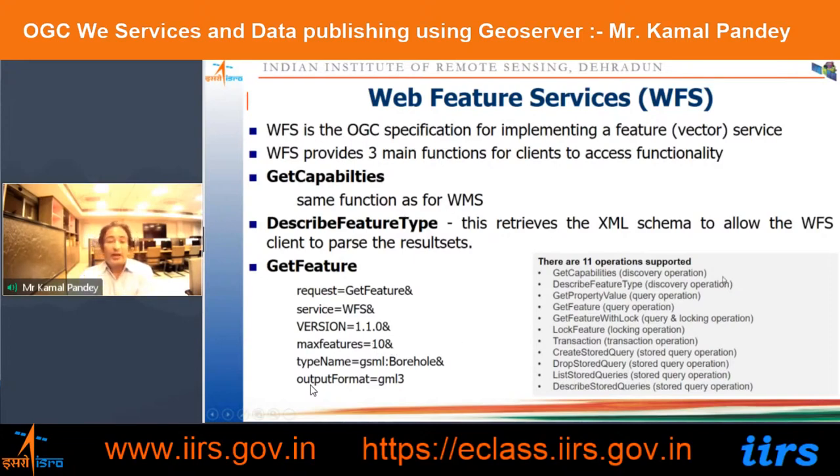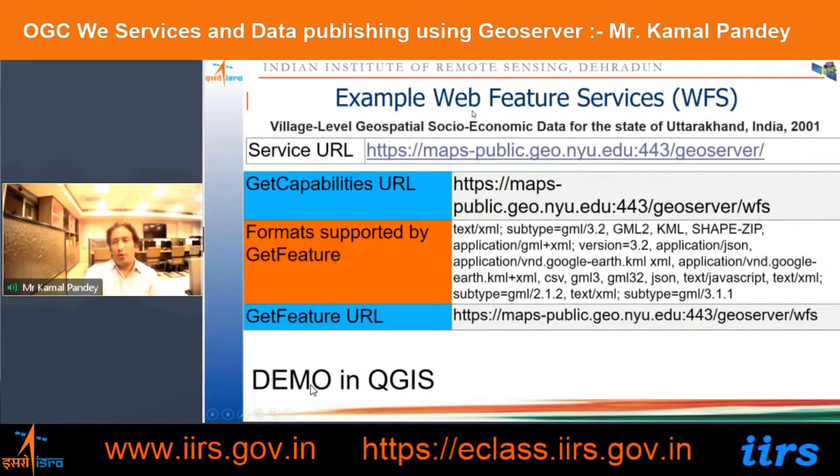Basically, there are 11 operations which are supported by WFS. What are those 11 operations? GetCapabilities we have seen over here, DescribeFeatureType, GetPropertyValue, GetFeature, GetFeatureWithLock, LockFeature, Transaction, CreateStoredQuery, DropStoredQuery, ListStoredQueries, and DescribeStoredQueries. These are all there. But basically, for the starting point, you can have GetCapabilities, DescribeFeatureType, and GetFeature. We will have an example of the same boundaries now.